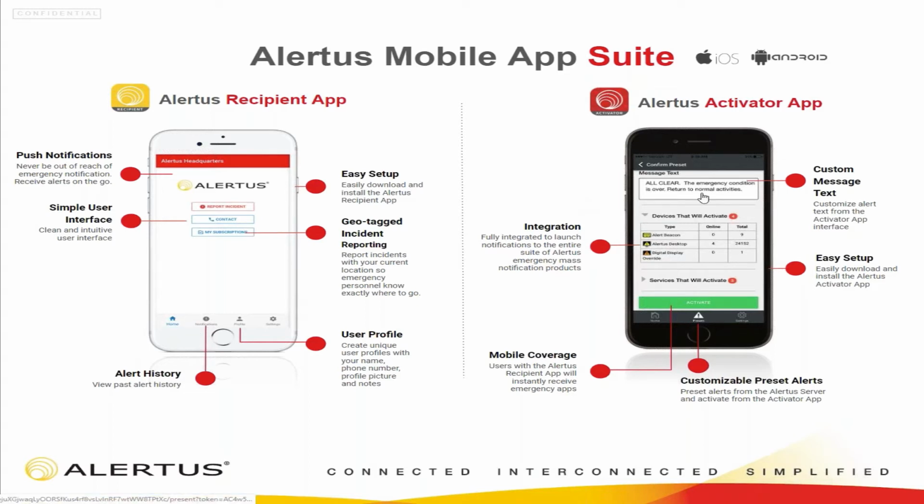Now, looking at the Activator app on the right-hand side here, you can see how useful this would be because it's essentially a portable activation device. So wherever you are, you can activate all those endpoints, whether it's the desktop, those VoIP phones, or the mobile phones, and get that message out no matter where you are. So you don't have to be sat in front of your desktop. You don't have to be within the vicinity of a hardwired panic button. You can simply initiate those emergency alerts from wherever you are throughout your facility.